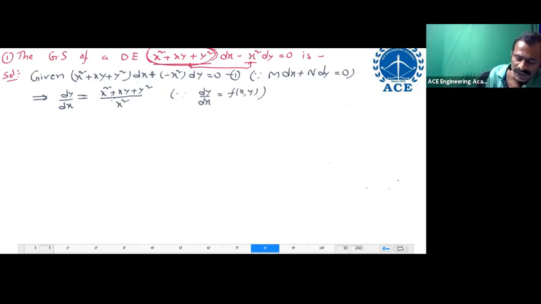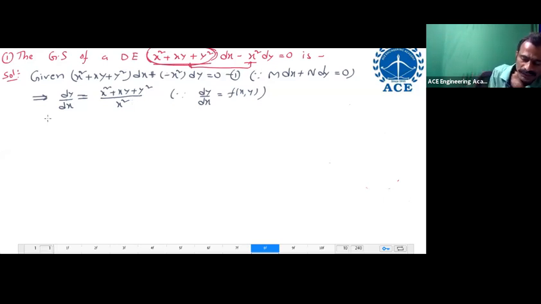Numerator is a homogeneous function with the degree 2, denominator is a homogeneous function with the degree 2, 2 minus 2, 0. That is why we can solve this by homogeneous method or indirectly variable separable. This f of x comma y is not in variable separable form, but we can reduce the f of x comma y into variable separable form.